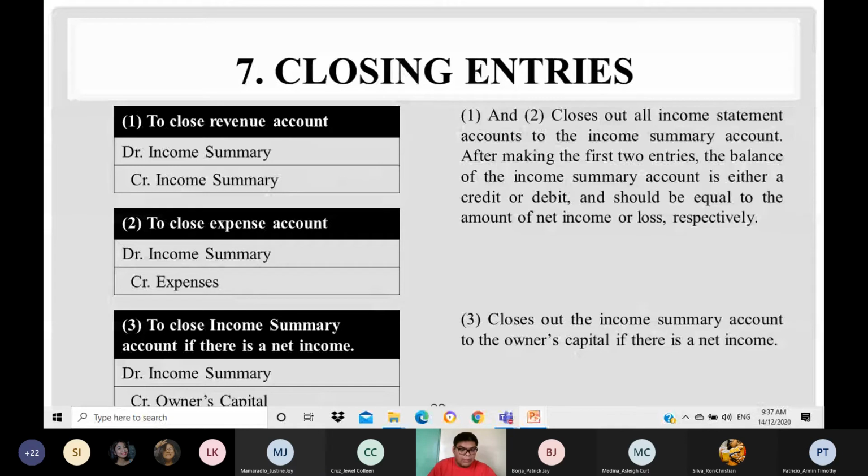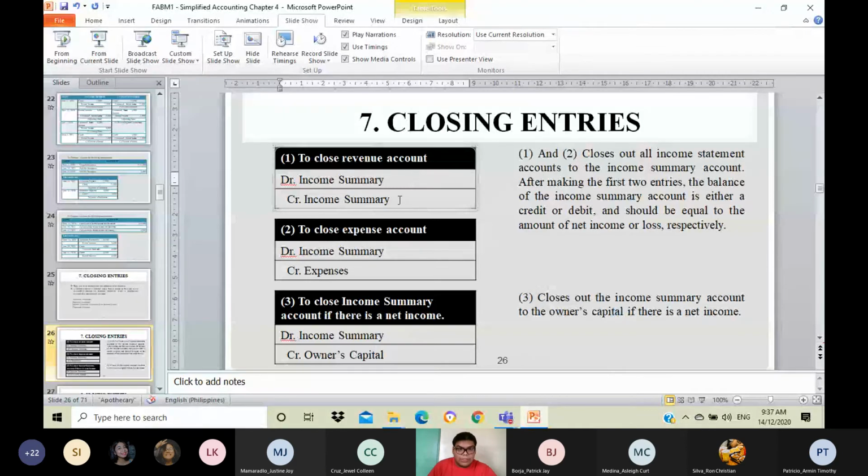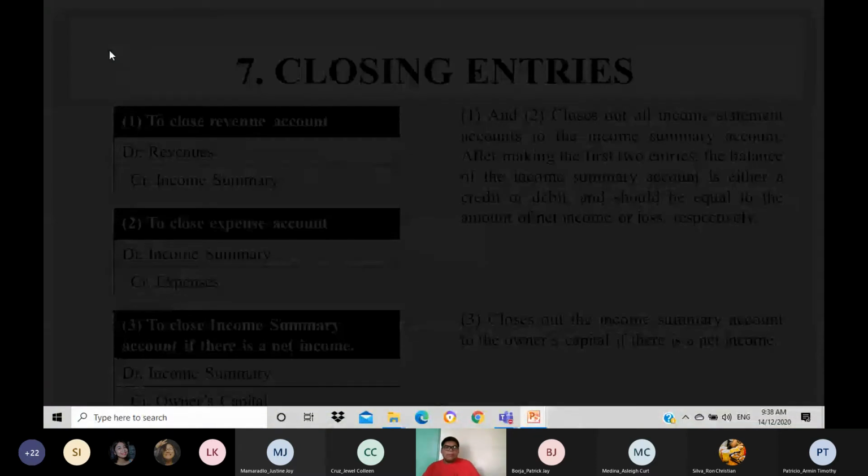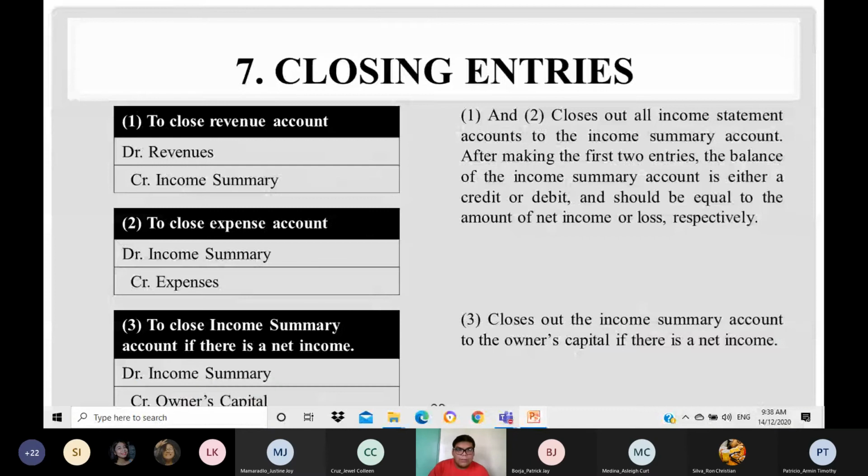Debit income summary, credit to debit revenue. Sorry. Debit revenues. Tapos ito, debit income summary, credit expenses. So, okay. To close the revenue account, debit to revenues and credit to income summary. Pag expenses naman, baliktad lang. Debit income summary, credit to expenses. O babalikan natin explanation later.